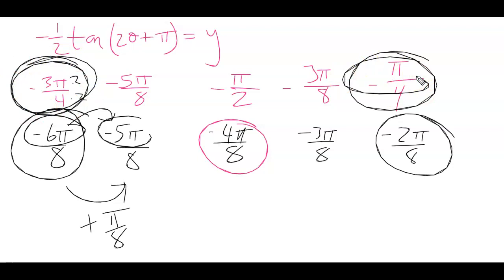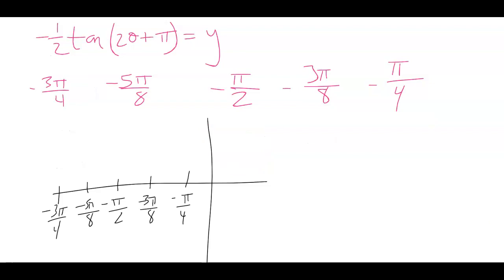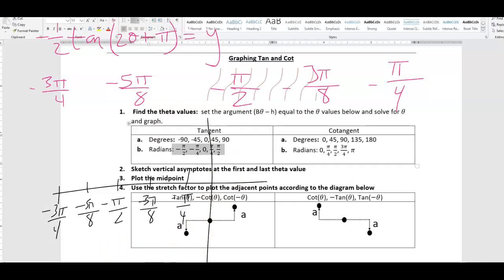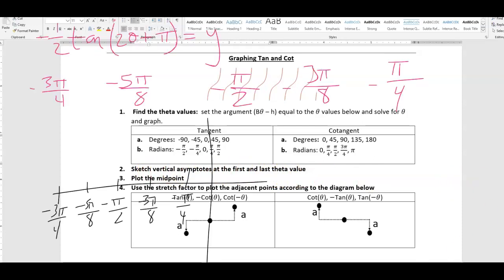So what would that look like if I went through and graphed it? And there you go. Negative 3 pi over 4 is the farthest one on the left, negative pi over 4 is on the right, but all of them are to the left of the y-axis because they're all negatives, right? So, what's the next step after we find our angles? Sketch the vertical asymptotes at the first and last theta values.